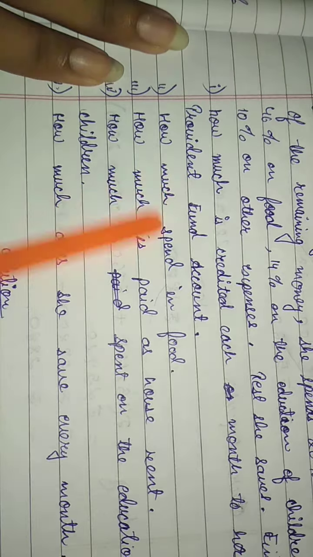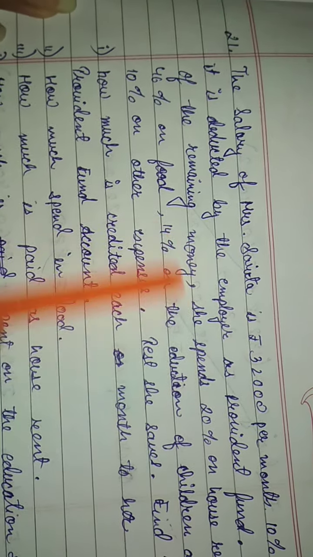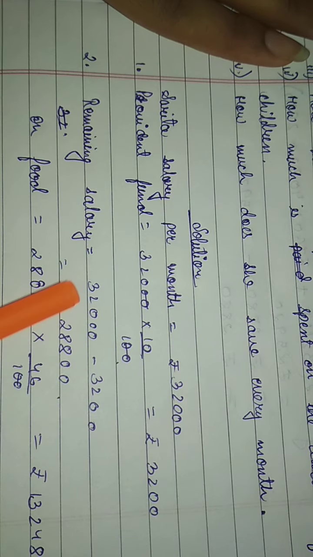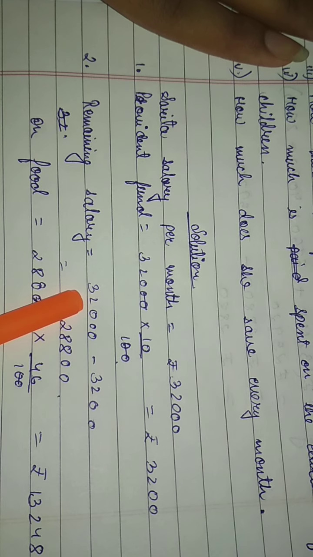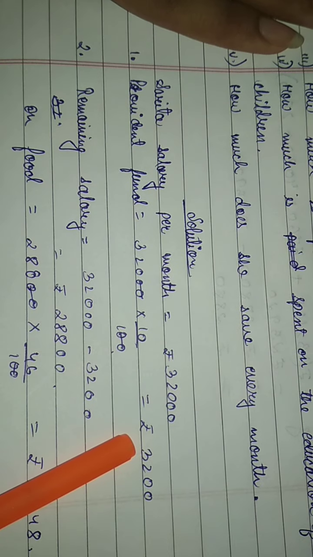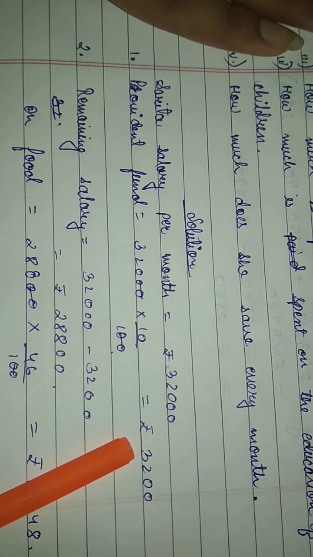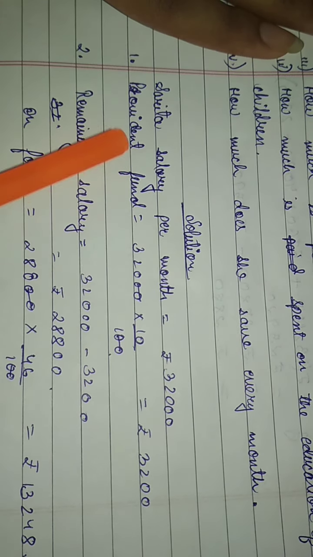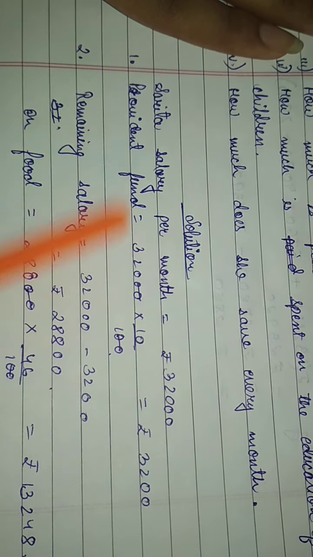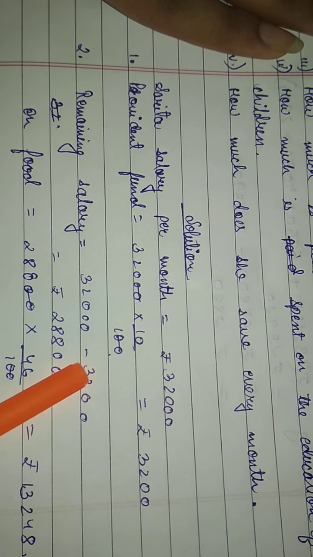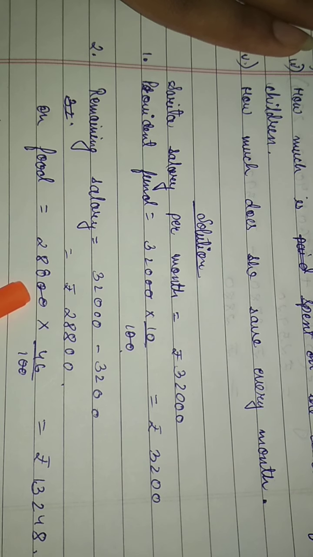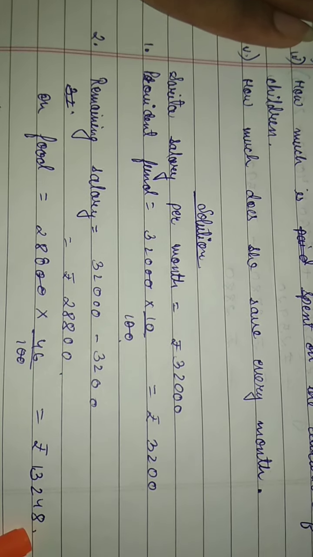Then we are asked how much is spent on food. On the remaining she spends 20% on house and 46% on food. First of all we subtract the 3,200, because it is taken as provident fund. So the remaining salary will be 32,000 minus 3,200, which is 28,800. On food it will be 28,800 into 46 by 100, which is 13,248.